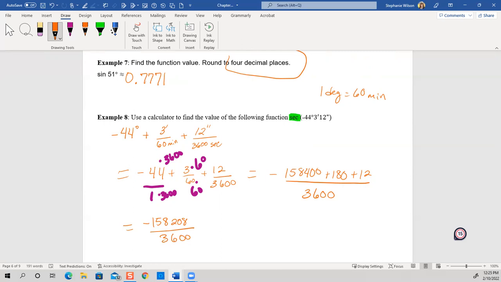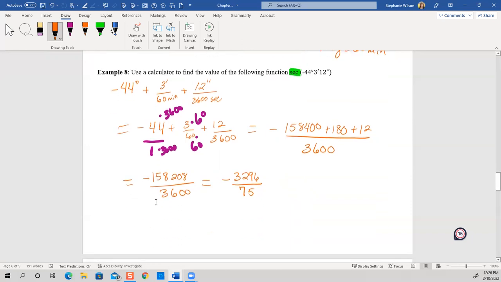Okay. Don't put it in decimal, because if you put it in decimal, you may get a different answer than the given answer, because you're going to round sooner than you need to. So we don't need to round until we're completely done. Okay, so here we go. We're going to find the secant, and remember, secant is a reciprocal of cosine. So then that means that I got 1 over cosine of this negative 3296 divided by 75.